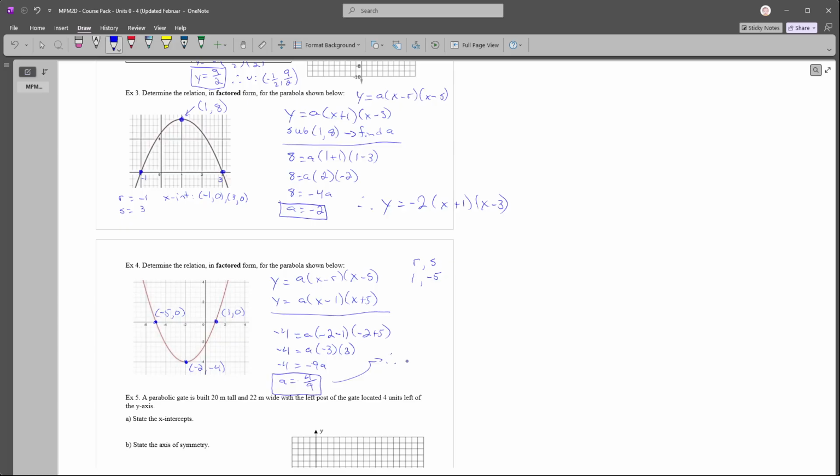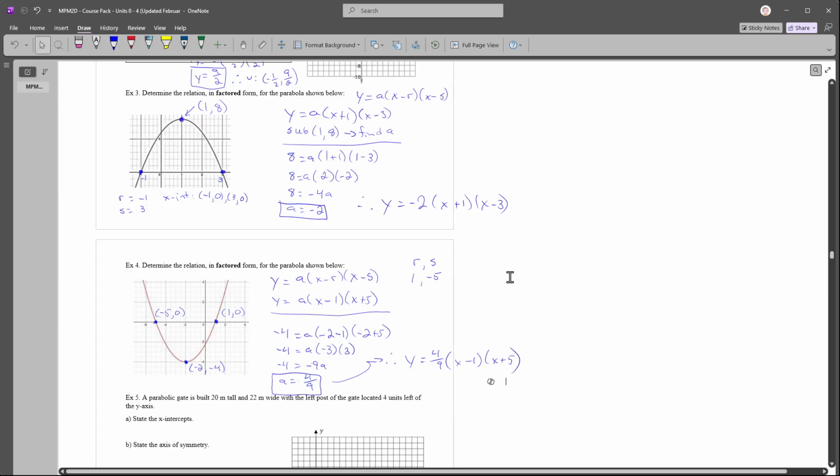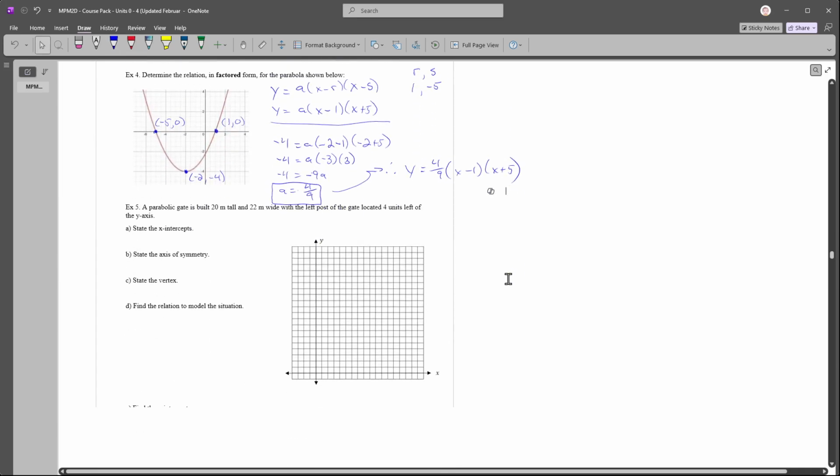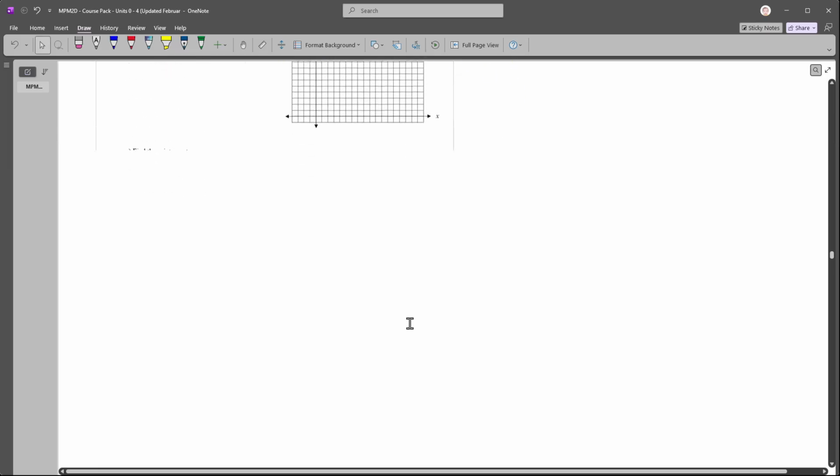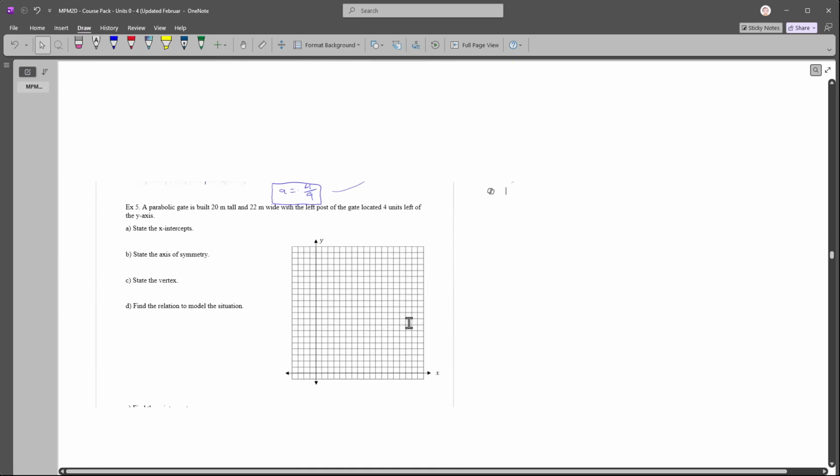So therefore, our final equation is y is equal to our a value, which is 4 over 9, times x minus 1 times x plus 5. And there's our final equation. Again, it still works, even if the numbers aren't as nice as we would like them to be sometimes. Everything is kind of taking its time here.